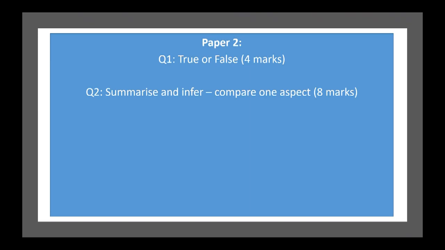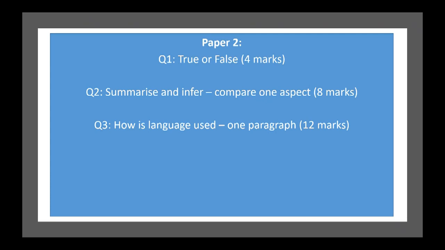So you've probably got something similar to this, one would hope. Question 1 in this paper is true or false, and is worth 4 marks, and you should spend 4 minutes or 5 minutes at most, but if you can save yourself some time on this question, it's probably worth doing. Question 2 is summarise and infer, and we'll start looking at that in a moment. You compare one aspect of the 2 sources, and that's 8 marks. How is language used?